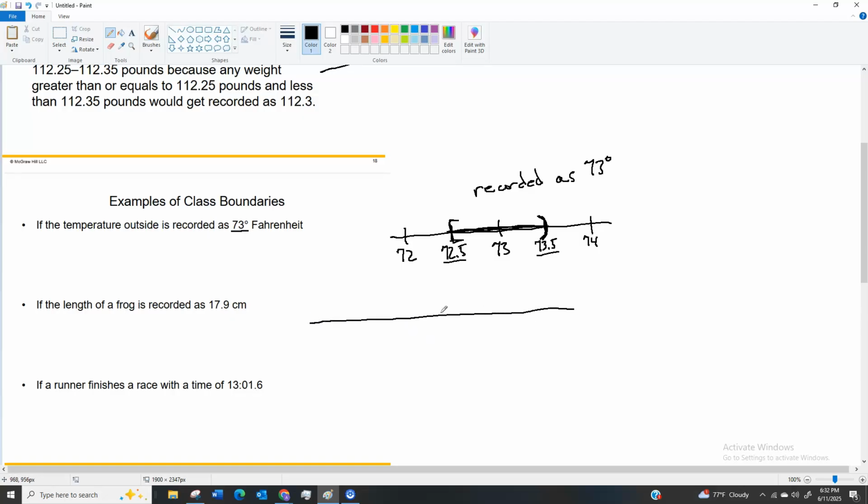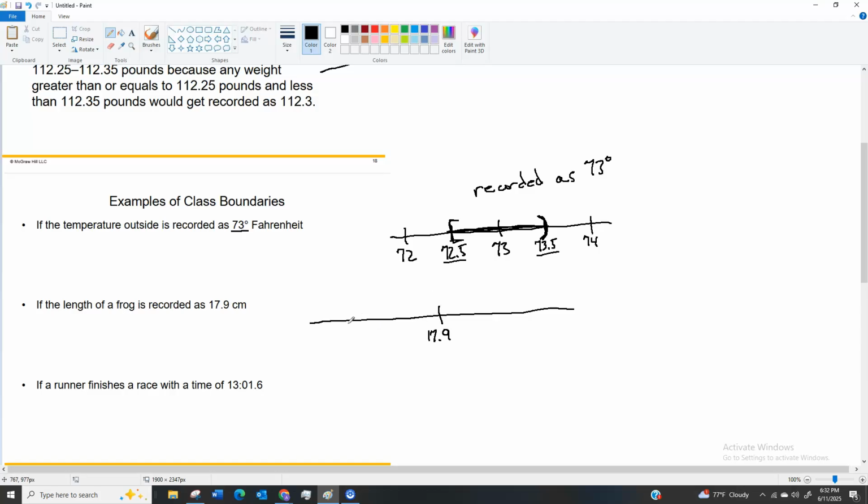Now, if you want to practice, just pause the video for a second, okay? And see if you can create this number line for yourself for this problem. So the length of the frog is recorded as 17.9. We'll start with that. And then if you want to try to do it yourself and see if you got it correct, just pause the video and write down in your notes what you think it is. That's what I would have students do in class. And then come back.